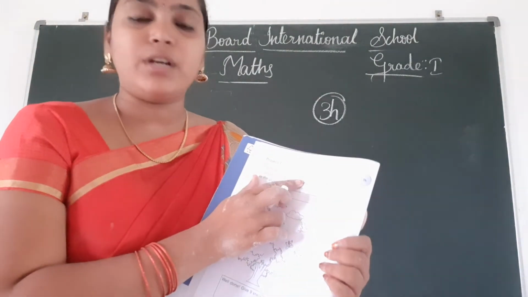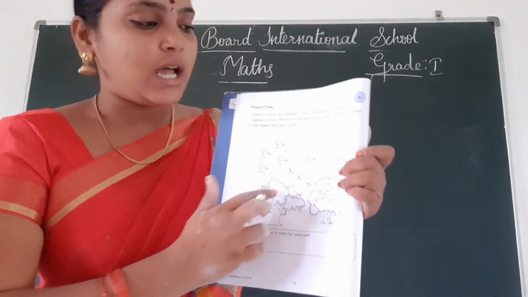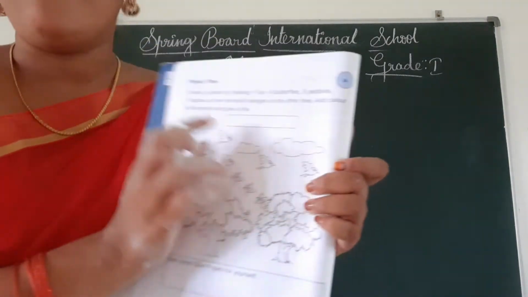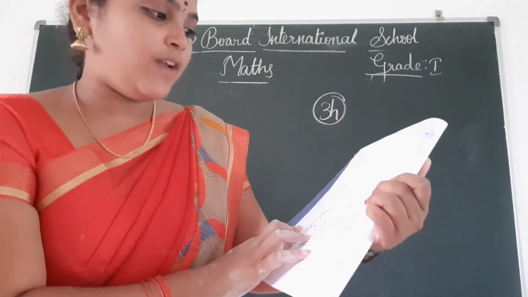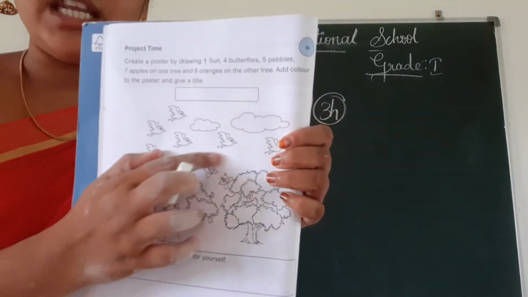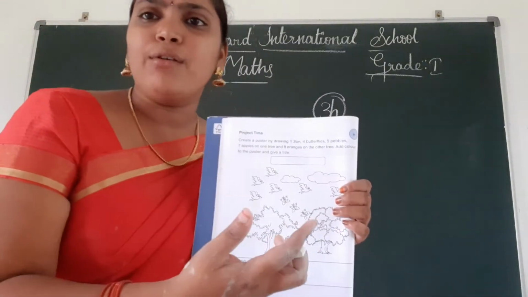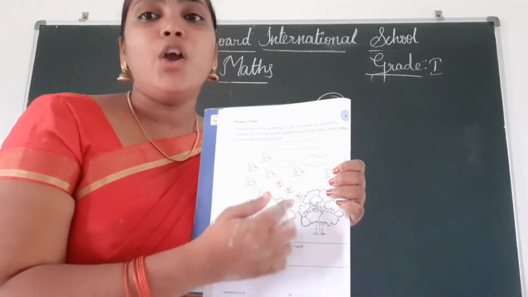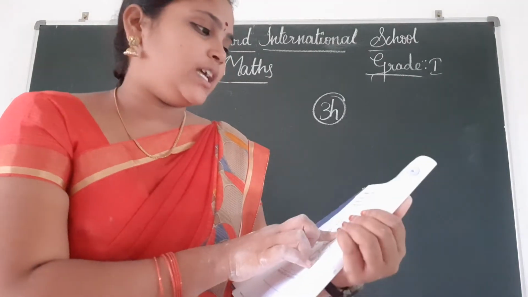Okay, here you have to draw one sun. Where do you have to draw the sun? You have to draw here. Okay, here you have to draw one sun. 4 butterflies. Okay, how many butterflies are given here? Here only 3 butterflies are there. No, you have to add one more butterfly. Now it's 4 butterflies. Okay, you have to draw one more butterfly.